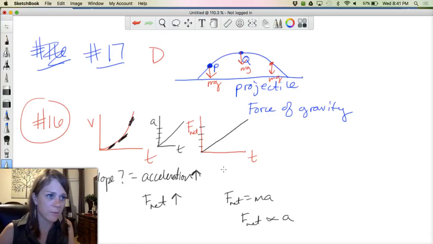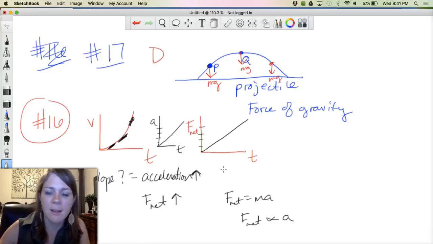All right, so we did 12, 13, 16. Mia's asking for number 14. Let's look at number 14.